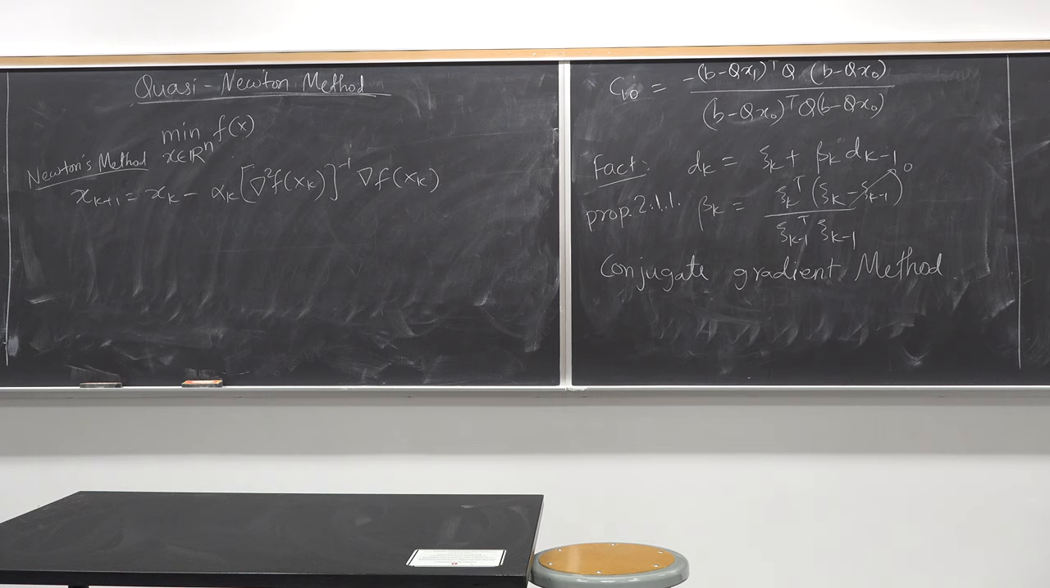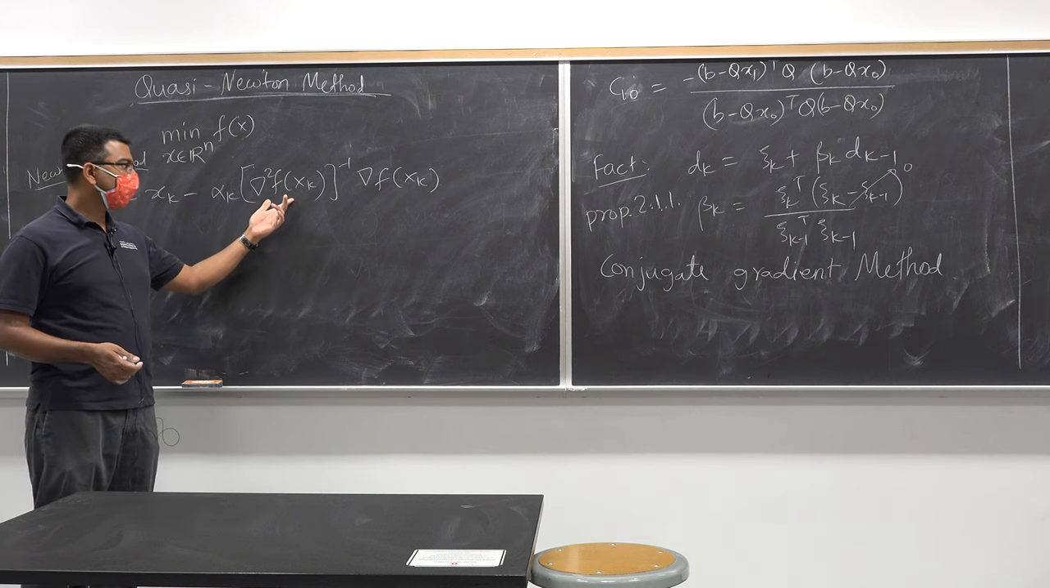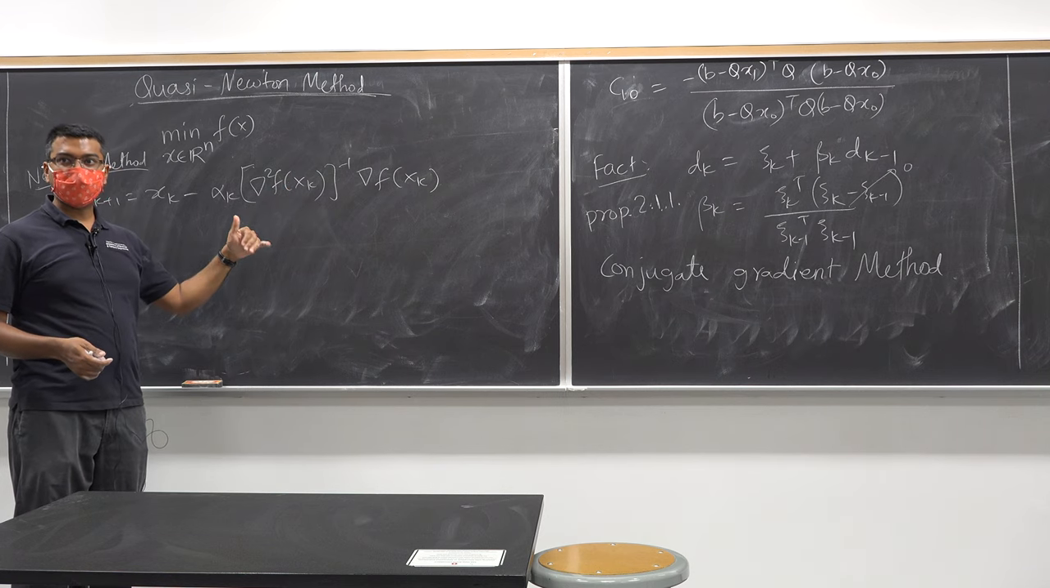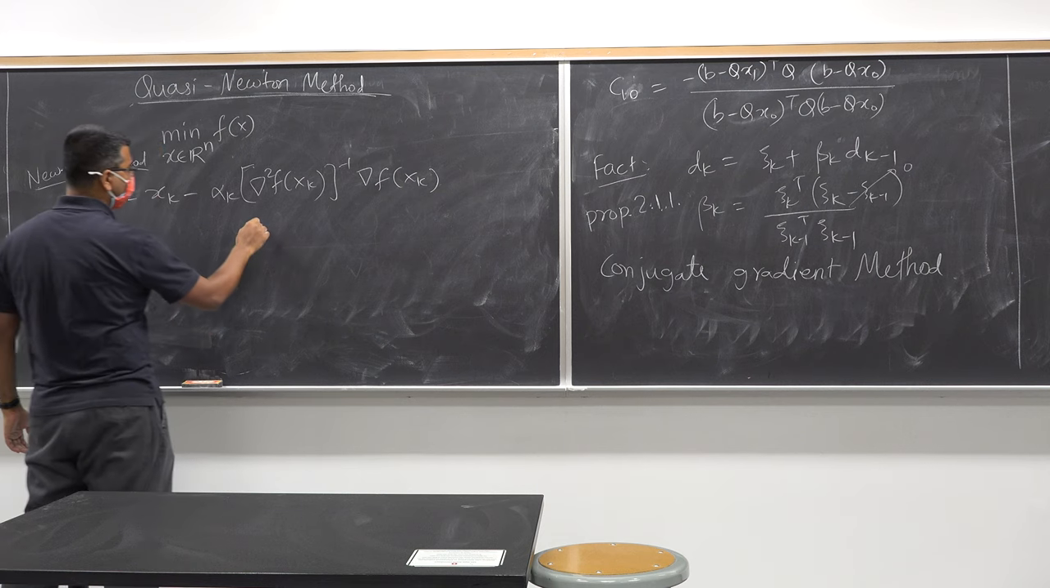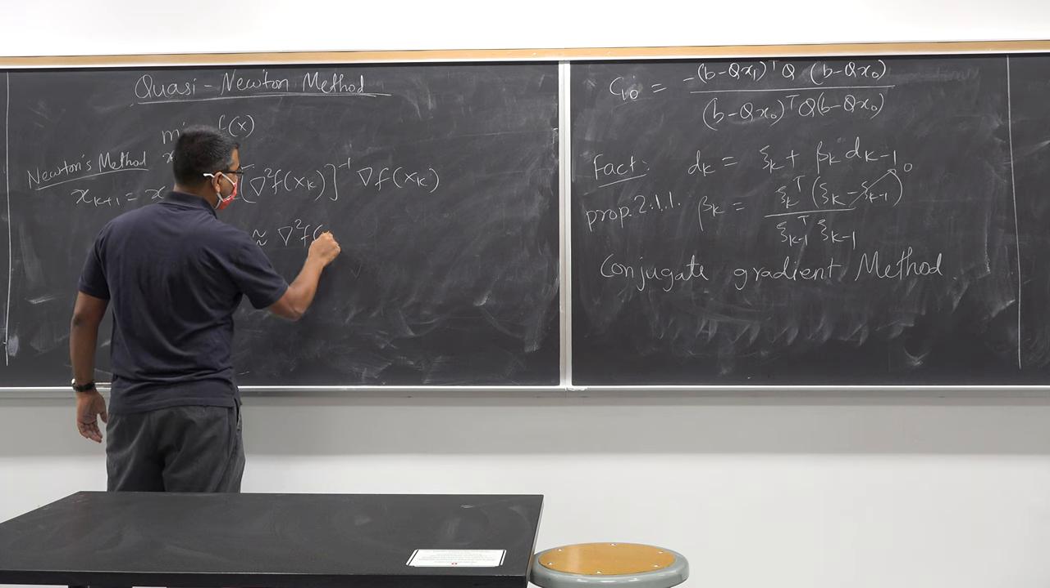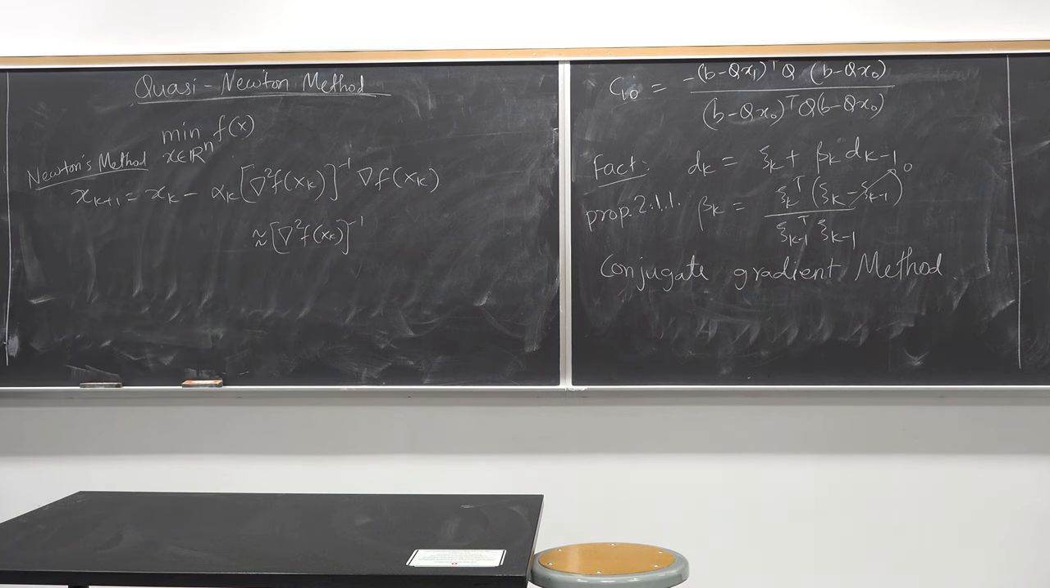What did we learn in the least square method? What was it called? What did we study before conjugate direction method? What was that algorithm? Gauss-Newton's method. So in Gauss-Newton's method, we learned something special about Newton's method. We didn't really compute the second derivative of f because that was complicated. So we took an approximation of the second derivative of f. So we replaced this term by something that's approximately equal to second derivative of f at xk inverse. And we still got some speed up properties of the Newton's method.